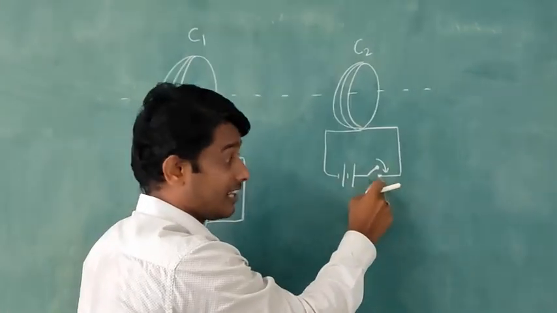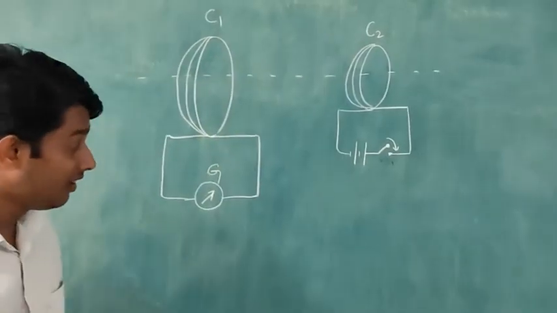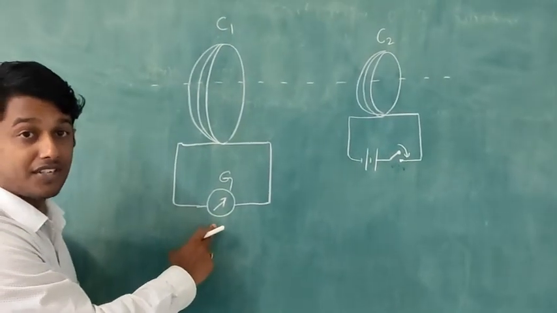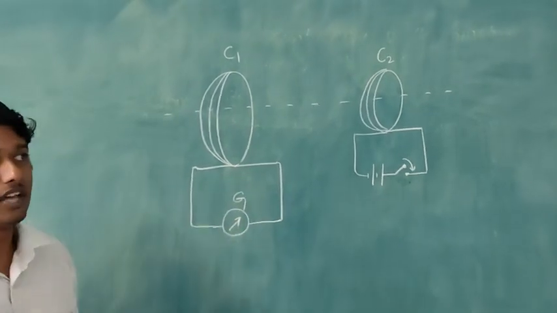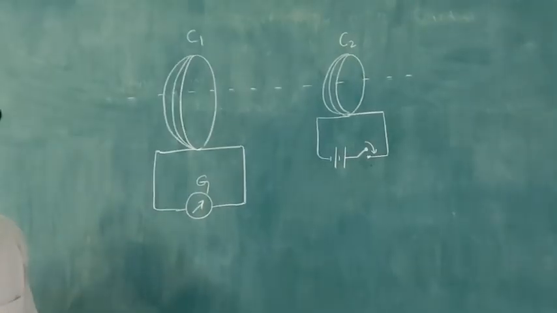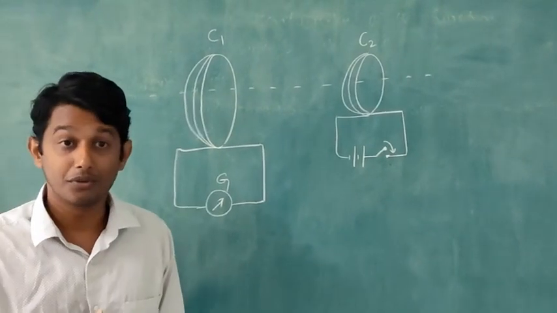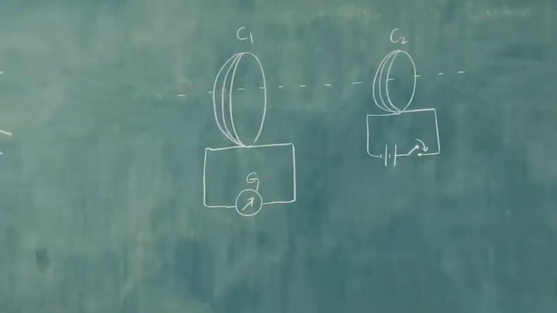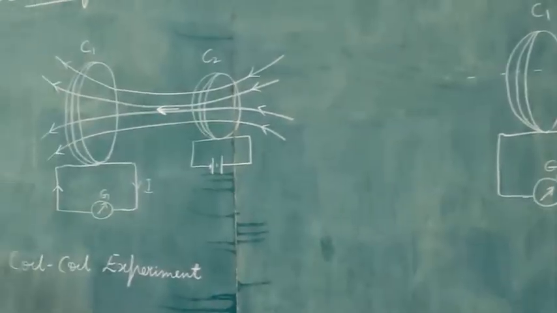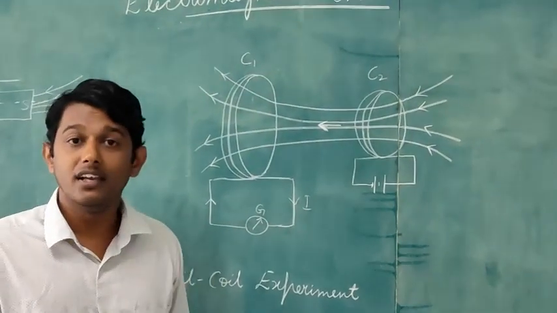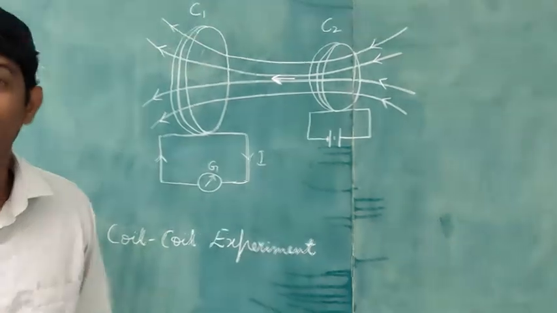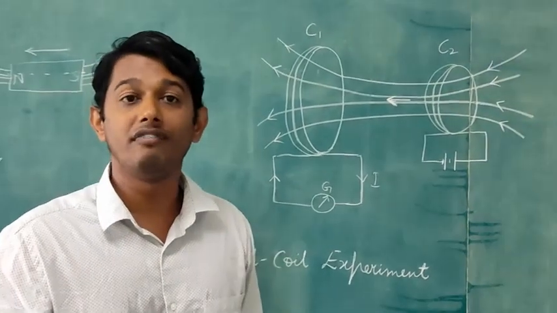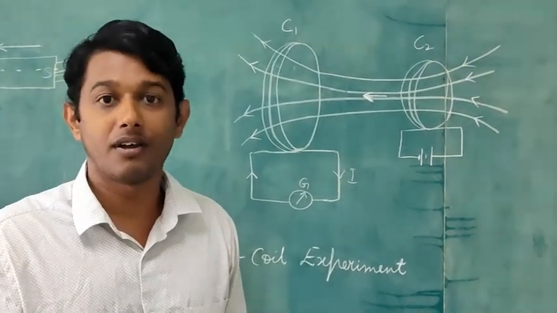As soon as he released the key here, he observed a deflection in the galvanometer. So this proved that there was a presence of electricity in the coil here. After doing all these three experiments, he discovered and proved that there was a presence of electricity because of varying magnetic fields.